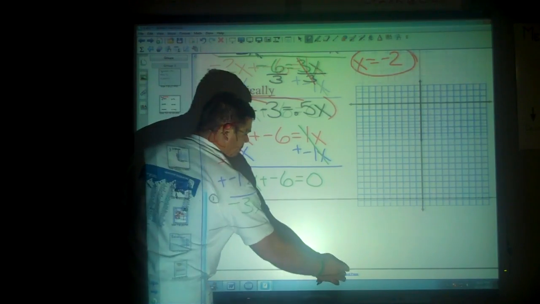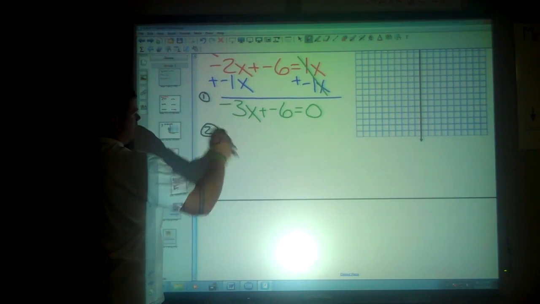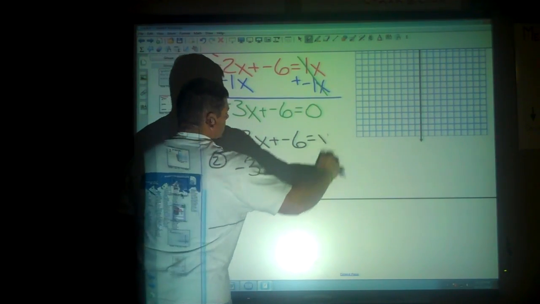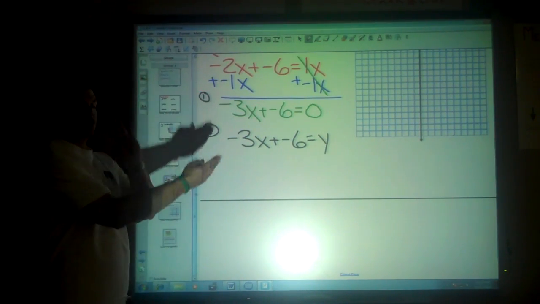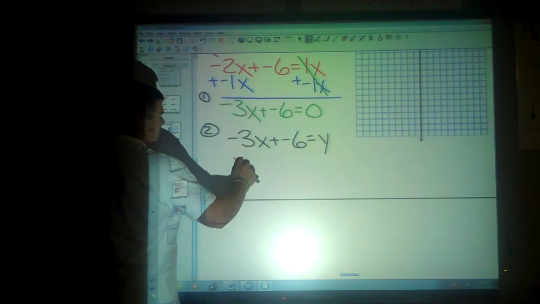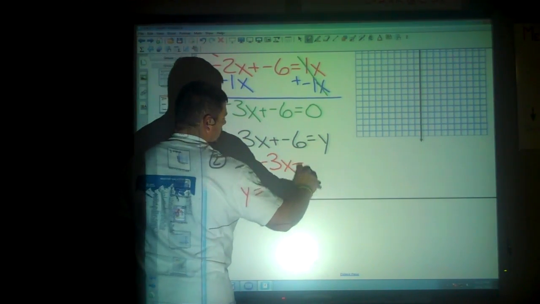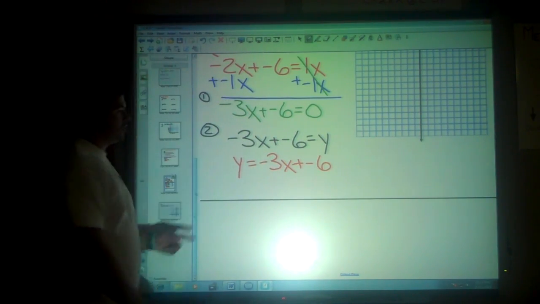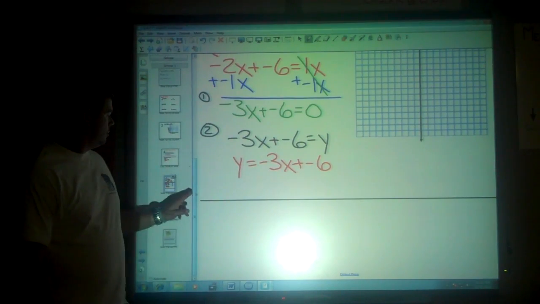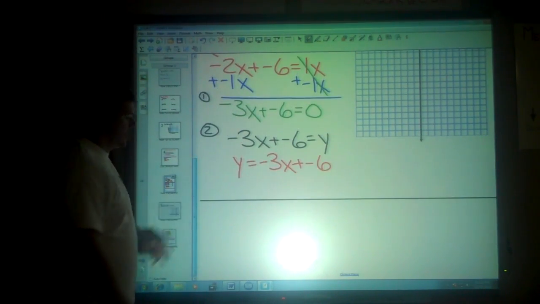Step number 2, I must replace that 0 with the letter y. So negative 3x plus negative 6 is equal to y. I'm going to reverse it. I'm just going to switch the equal sign and everything around. It's exactly the same as y equals negative 3x plus negative 6, which means you have y equals mx plus b. You have your perfect slope-intercept form.